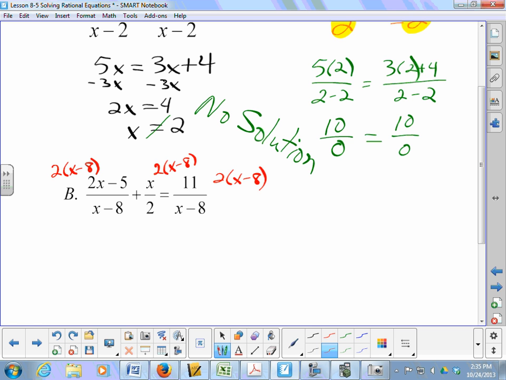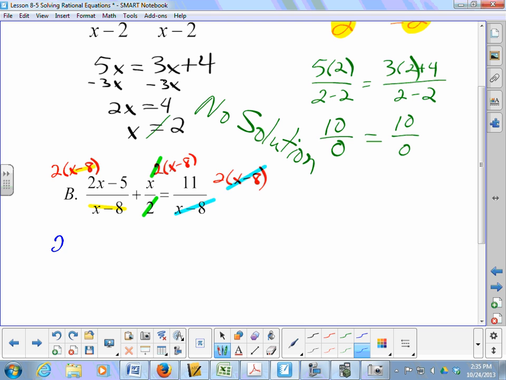Each individual fraction I'm going to multiply by my least common denominator. Because what I've done is I've multiplied both sides by the same thing. That means then that this x minus 8 and this x minus 8 are going to cancel. This 2 here cancels. This x minus 8 and that x minus 8 there are going to cancel.